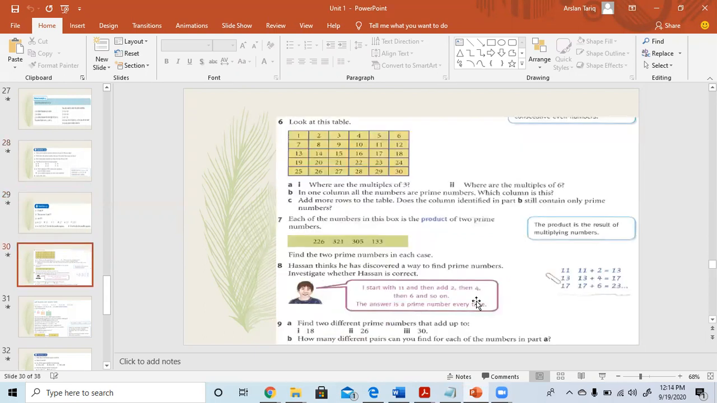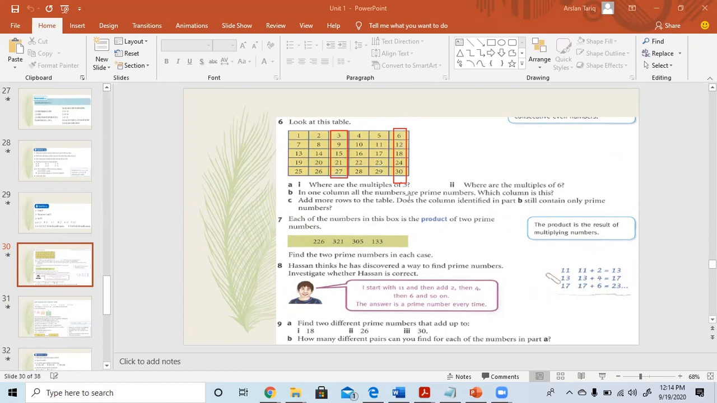Now question number 6. Here we have a table. It asks where the multiples of 3 and 6 are. It's a simple way: you just write that the multiple of 3 is here as well as here, and for 6, only 6 is here. So only these two are the multiples of 3 and 6. For multiples of 3, these and these numbers are included, but for multiples of 6, only this line.